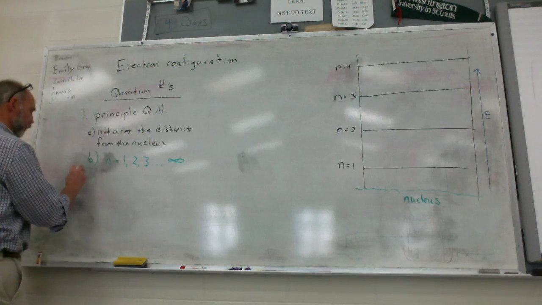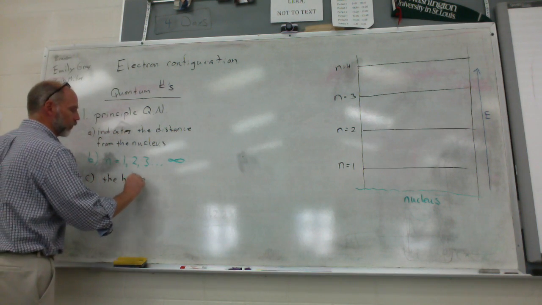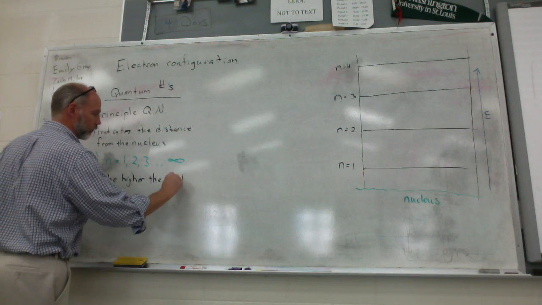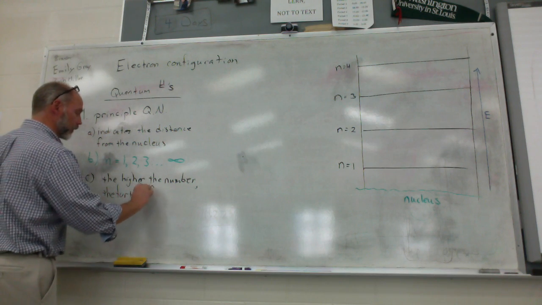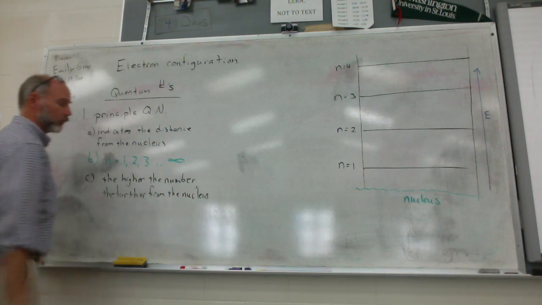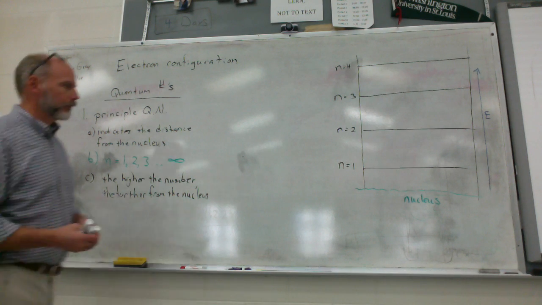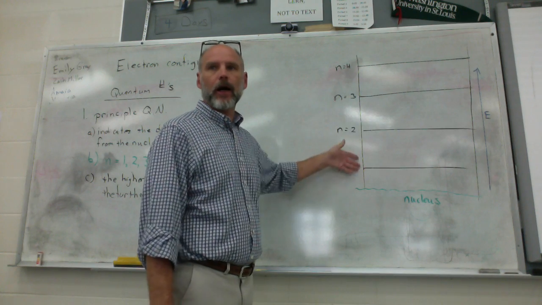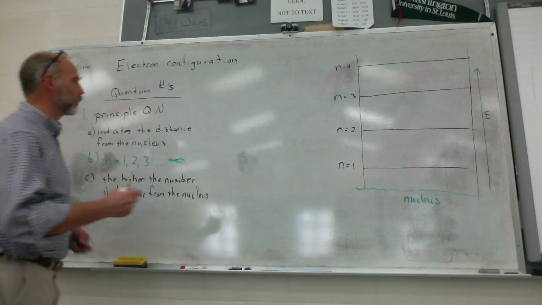And let me see, part C, the higher the number, the further from the nucleus, which makes sense. So here's our values of n. 1, 2, 3, 4. Higher the number, further from the nucleus. Principal quantum number is easy. This is a thing that you've known for a couple of years now. That's it, though. Everything else we're going to do from now on is going to be new to you, probably.